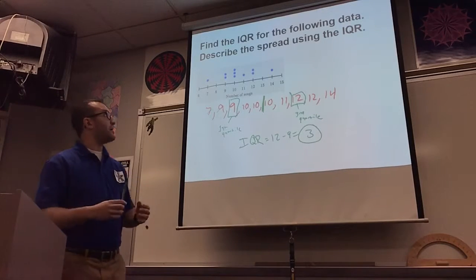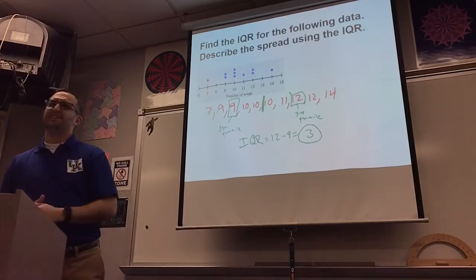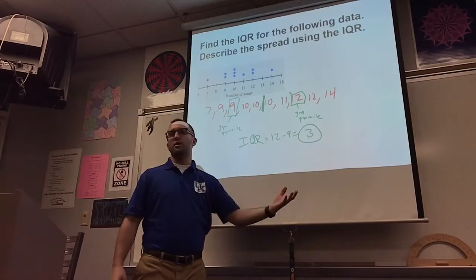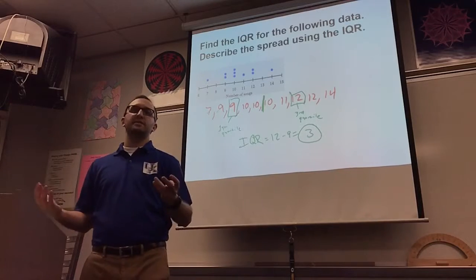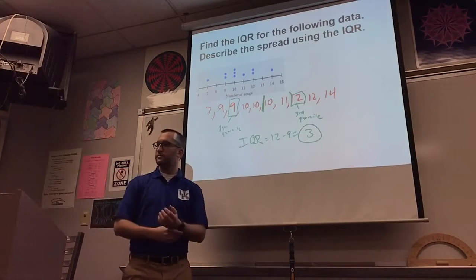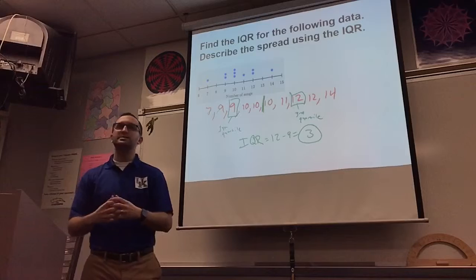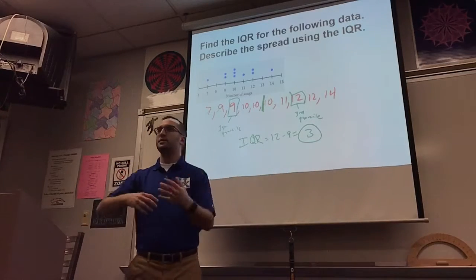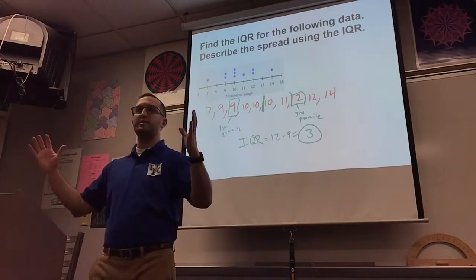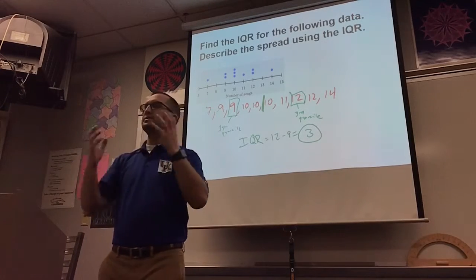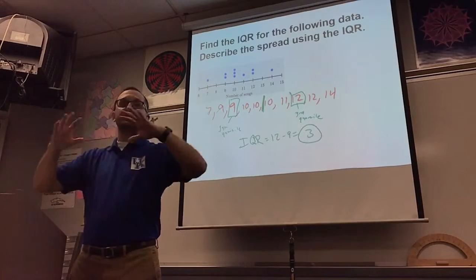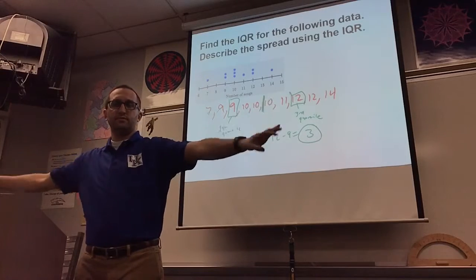So now we need to describe the spread. Is this a large IQR or a small IQR? It's a pretty small IQR. So what can we say about this data? That all the points are pretty close together. Yeah, we can say that in general, the IQR is small. Therefore, the spread is small as well. The points are pretty close together. The data is fairly compressed. It's not spread out. Okay?